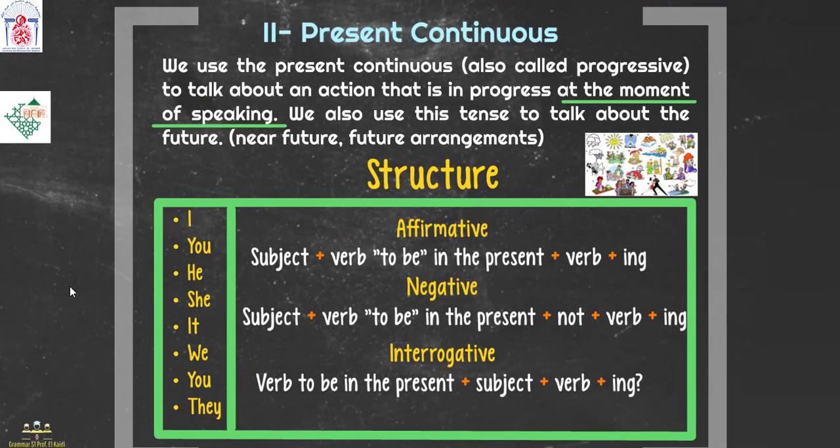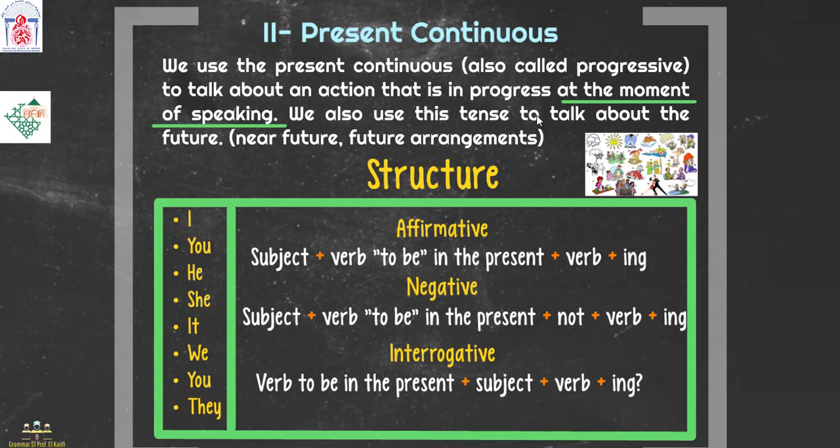Now we come to the present continuous. The present continuous is different from the simple present for the reasons that I'm going to explain now. We use the present continuous, as I mentioned before, we can also call it the present progressive, to talk about an action that is in progress at the time of speaking, at the moment of speaking. Something that is progressive, something that is continuing at the time of speaking.